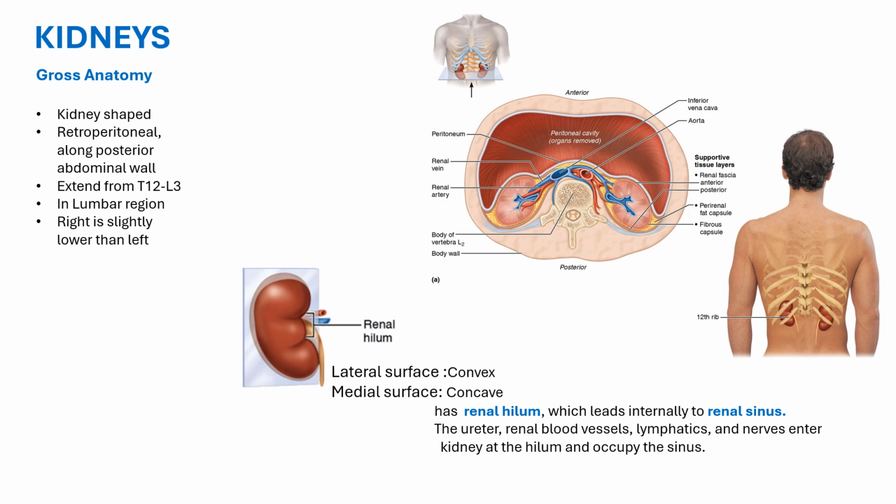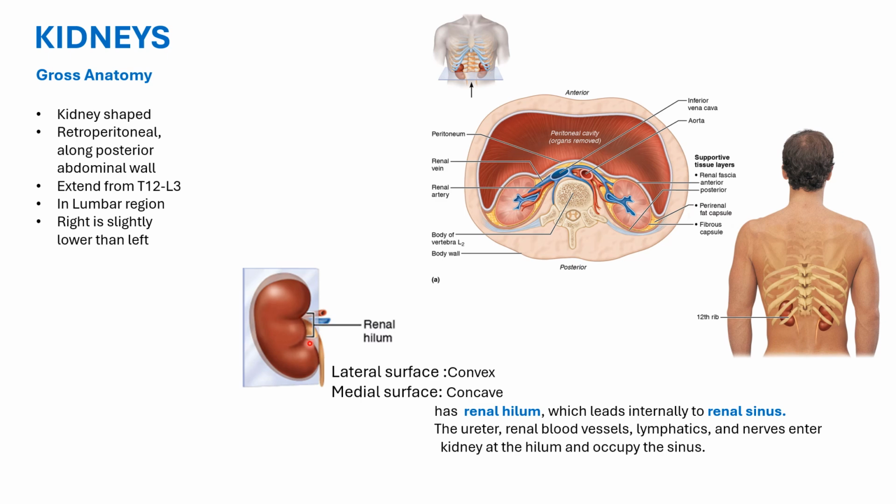Now let's look at the gross anatomy of the kidneys in a little more detail. Our kidneys are kidney shaped, right? We call the shape kidney shape because of the kidneys. And we have a lateral convex surface and an inner concave surface. The inner concave surface contains the hilum. The hilum opens into the renal sinus, which is occupied by the renal pelvis and also by the arteries and the veins, which are entering the kidneys and leaving the kidneys.